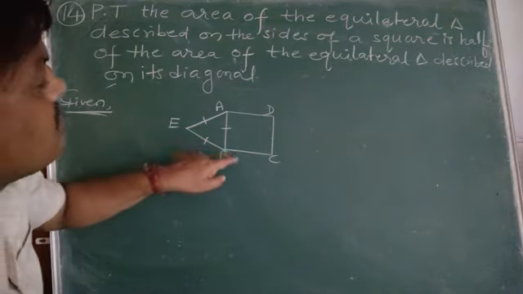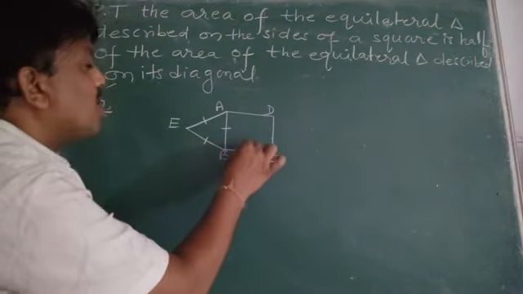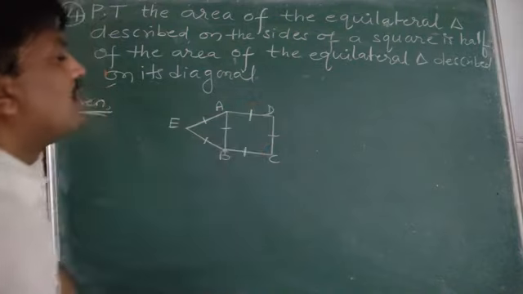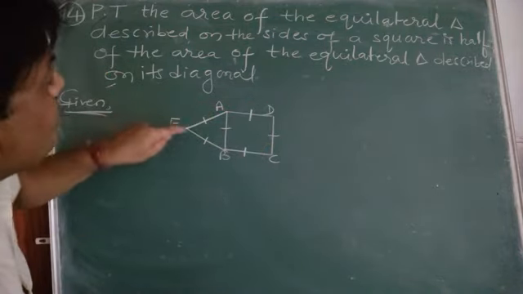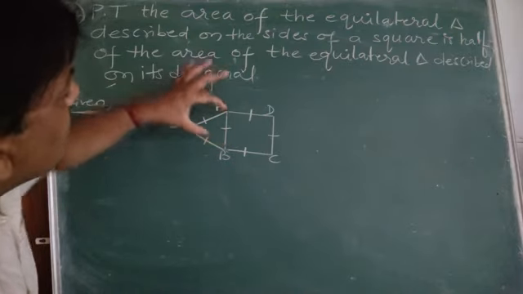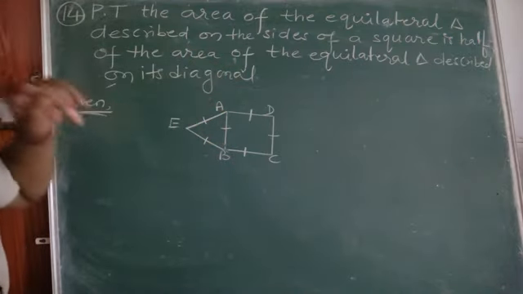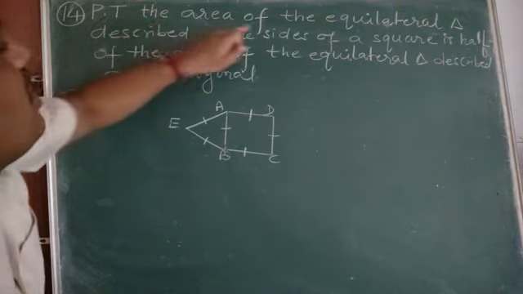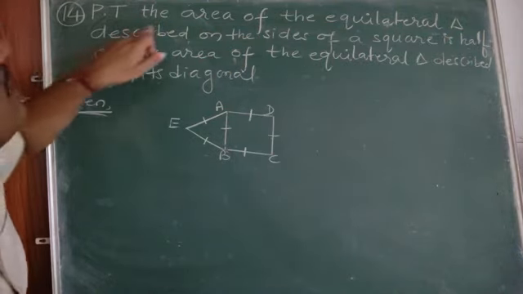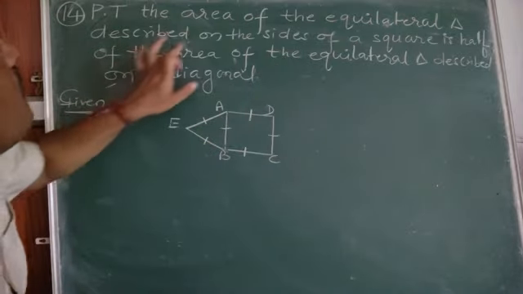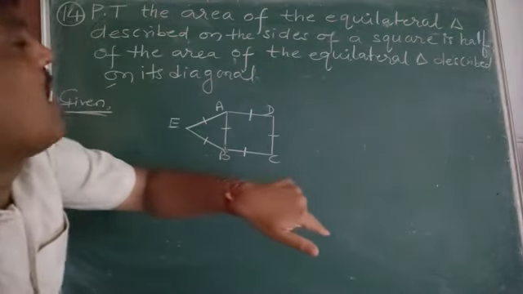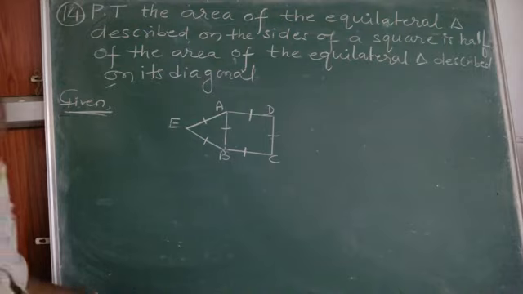We know that sides of a square are equal. So all four sides of ABCD are equal. And this triangle also has the same sides. This equal to this equal to this. Prove that the area of the equilateral triangle described on the sides of a square is half of the area of the equilateral triangle described on its diagonal.